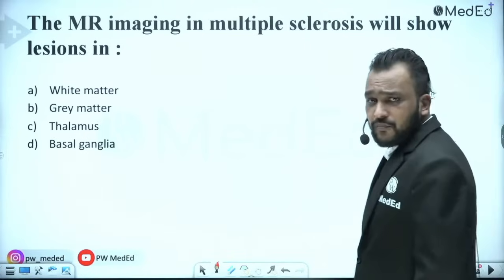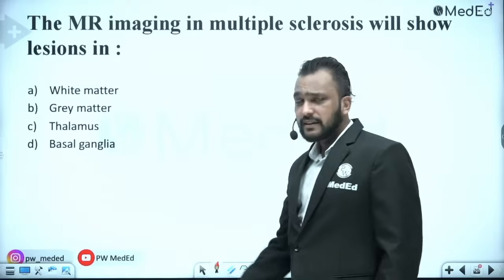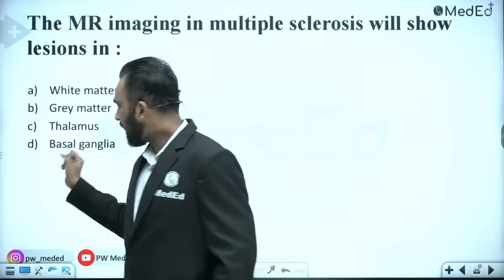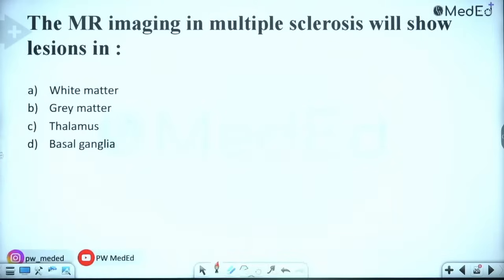MR imaging of multiple sclerosis will show lesions in white matter, gray matter, thalamus, basal ganglia. Anyone? MR imaging in multiple sclerosis will show lesions in, anyone? So let me wait for your answer.